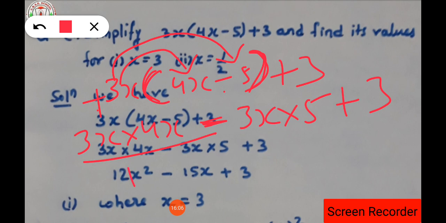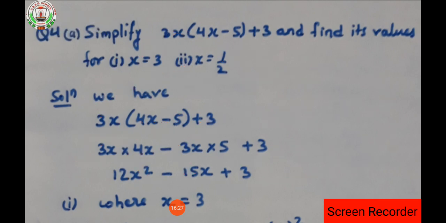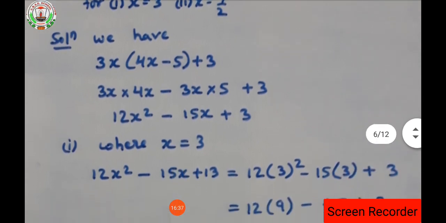3 into 4 will be 12. x and x, the power is 1, so 1 plus 1, the power is 2. So 12x square minus 3 into 5 is 15x. And here 3 does not have any x, so it will remain in the answer as it is. Now, what equation have we got? That equation is 12x square minus 15x plus 3. We have got this equation because it is said to simplify. So after simplification we got the equation 12x square minus 15x plus 3, isn't it?